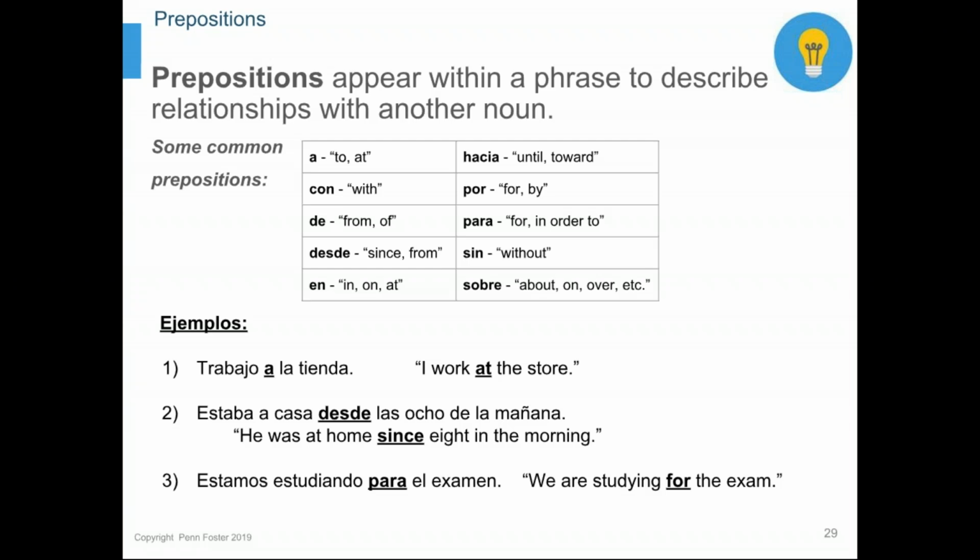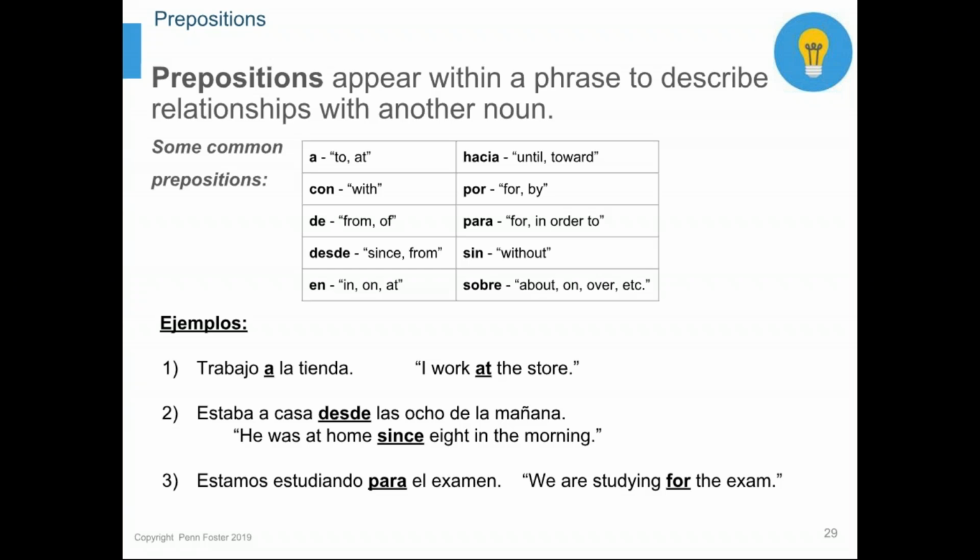Okay, second example, from or since 8 o'clock. 8 meaning the hour is the other word that that preposition refers to in that prepositional phrase. And in that last example, para el examen, the exam is the other word that the preposition represents or relates to in that prepositional phrase.